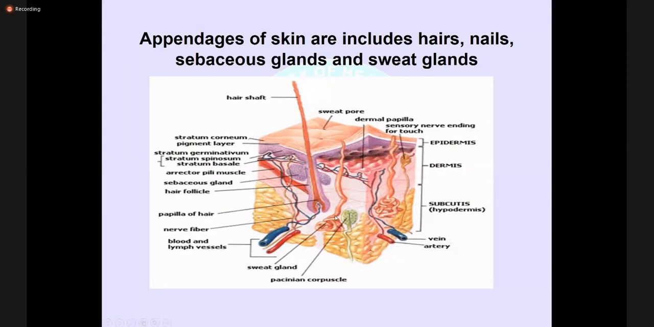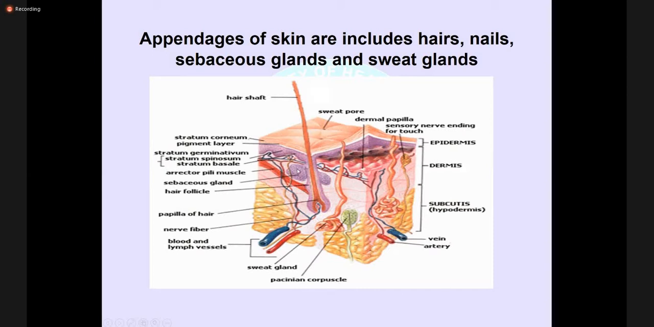These are again the sweat glands. These are the Purkinje corpuscles, which are for the sensation. And we have this hair shaft that can be seen on the surface, right? And the hair shaft has its lower portion in the form of the hair papilla, right? These are hair papilla. And this structure is the hair follicle.